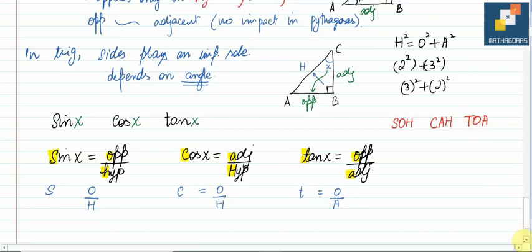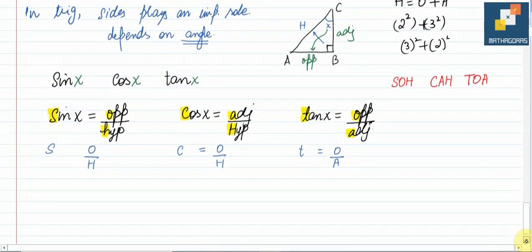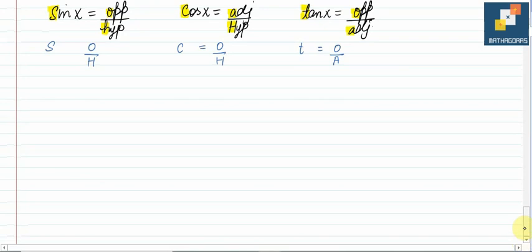Now, the second thing: how are we going to apply these working formulas, and how will we know whether we need to apply sine, cos or tan? How do we know this? The answer to this question is that it depends on the question. Which working formula you are going to apply depends on the question. Example.